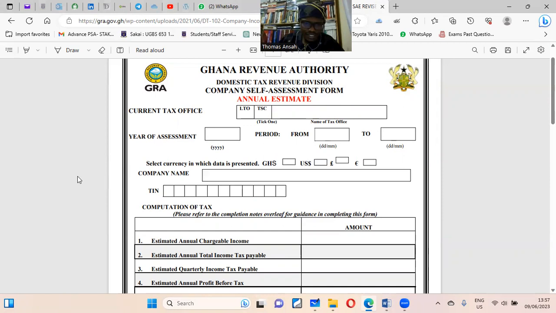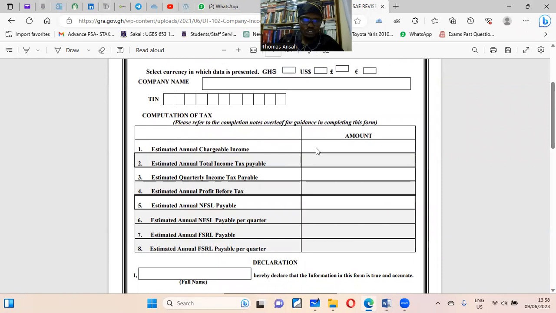Then the basis period. So here day and month. So 01, you put there. To when? 31/12, you put there. A currency, CD, you take. Company name, you put there. So your self-assessment will now have your estimated chargeable amount. You put it here. Then estimated annual total income tax payable. So if you put, let's say, 100,000 here, and your tax is 25%. You calculate 25%. On this one, you have 25,000, then you put it here.